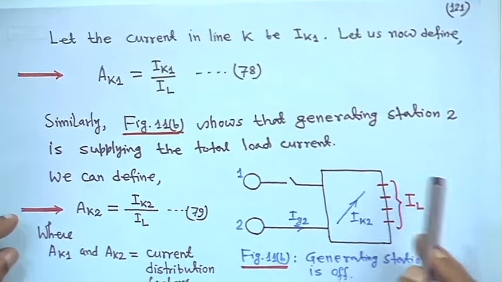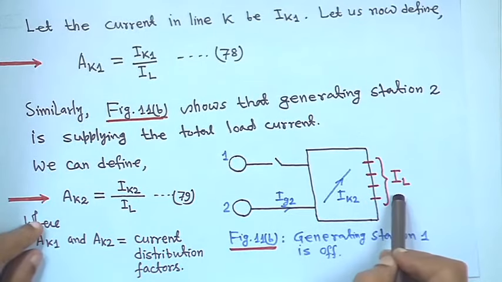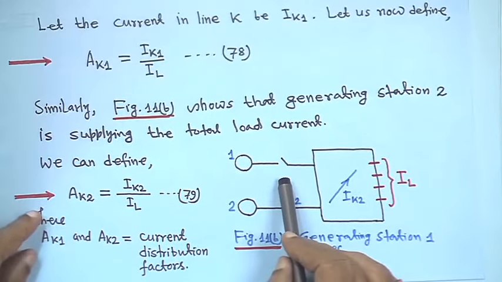Similarly, in figure B, you assume that generator 2 is supplying all the load current, but generator 1 is off.